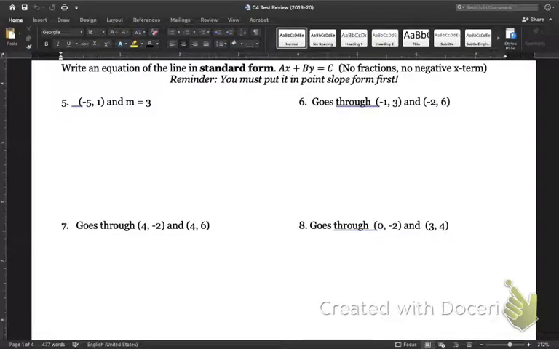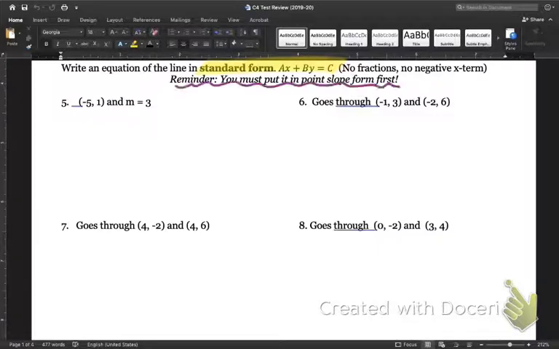This is the solution video for the Chapter 4 test review, numbers 5 through 8, which focus on writing the equation of lines in standard form. So standard form, we need to make sure x and y are on the left-hand side, and then we also see in parentheses it says no fractions, no negative x term.